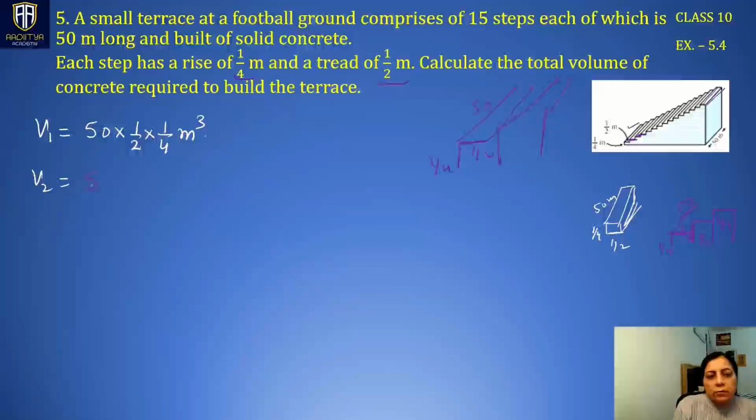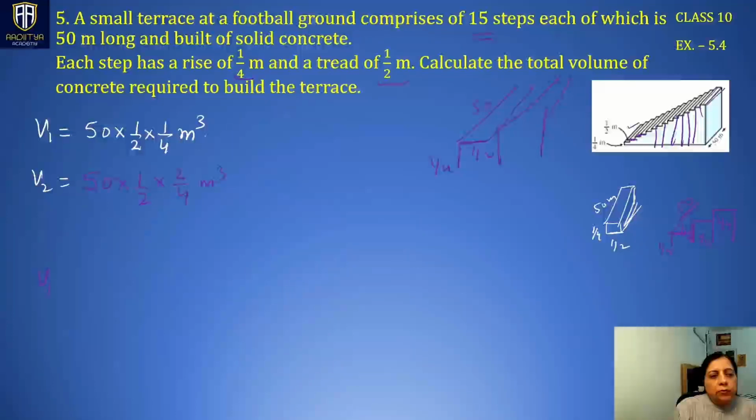Like this, length becomes same, 50. Tread is also the same for all the steps. The only thing is we are getting an increase in height, and each step is getting increased by 1 by 4. This is 2 by 4, and so on. And how many steps do we have? A small terrace at a football ground comprises 15 steps.